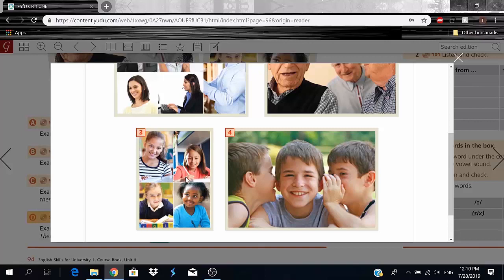Okay, 4 girls, this one's true, and 2 boys, wrong. So that makes the statement also false. Okay, now let's go to number 4.